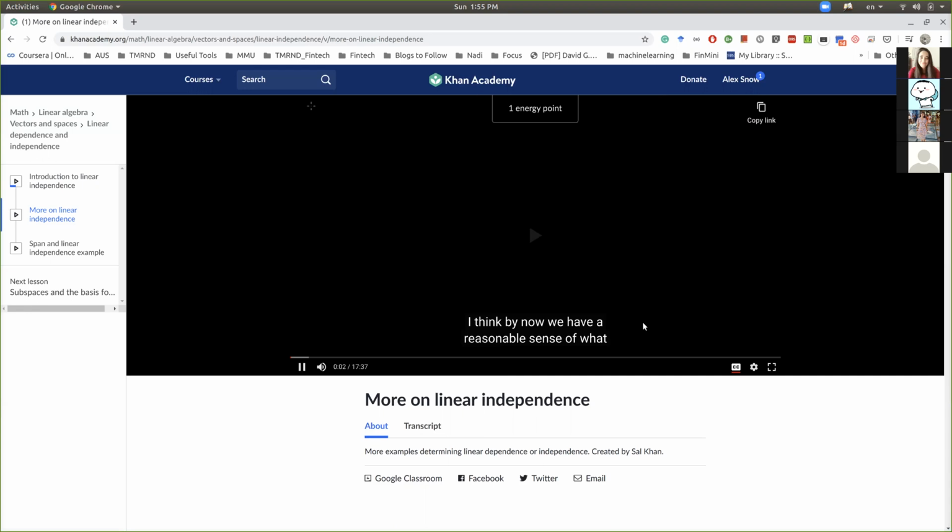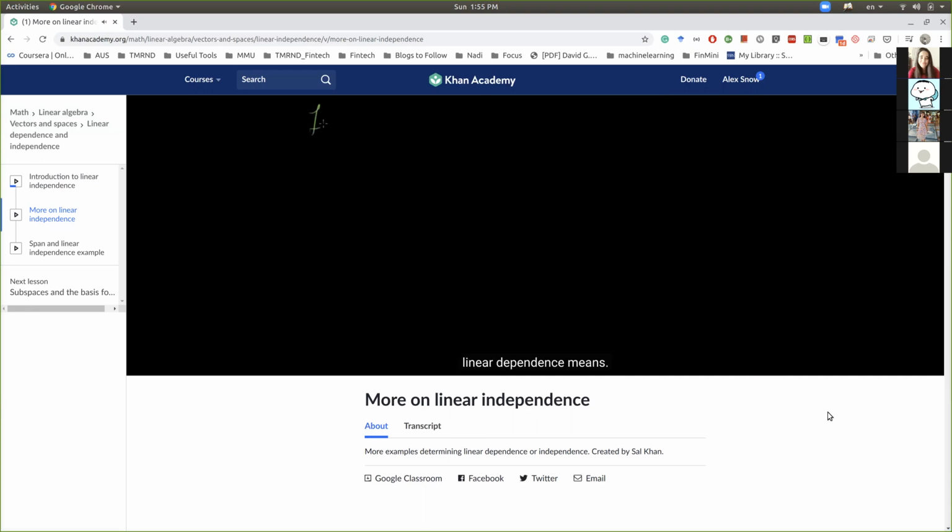Reasonable sense of what linear dependence means. So let's just do a slightly more formal definition of linear dependence. So we're going to say that a set of vectors, let me just define my set of vectors. So let me call my set S of vectors v1, v2, all the way to vn. So I'm going to say that they are linearly dependent.